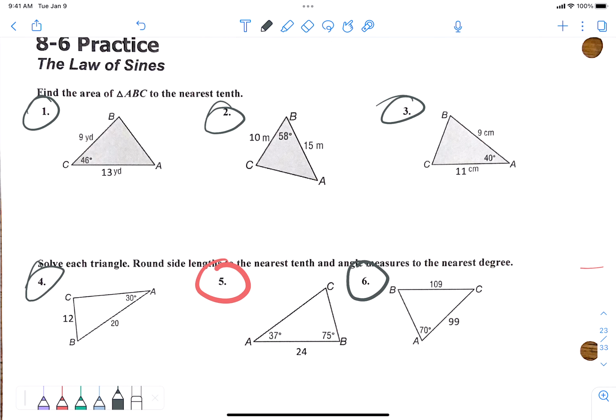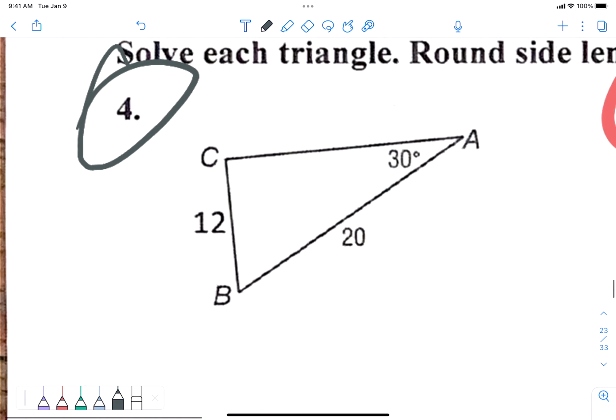I will caution you, like number 4, Jake Hodson was asking me because he was doing this one in class. He ended up with something weird, like I don't remember if it was 93 degrees or 95 degrees or something like that for this angle. And he's like, that does not look like a 95-degree angle or whatever. Don't go by what it looks like. Just go by what you got.